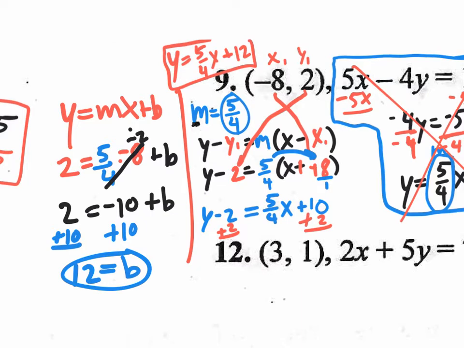Okay? Now keep in mind, ladies and gentlemen, if the instructions say, like on the second half of the homework, if it says you have perpendicular slopes, then your slope would not be 5/4, it would be -4/5.